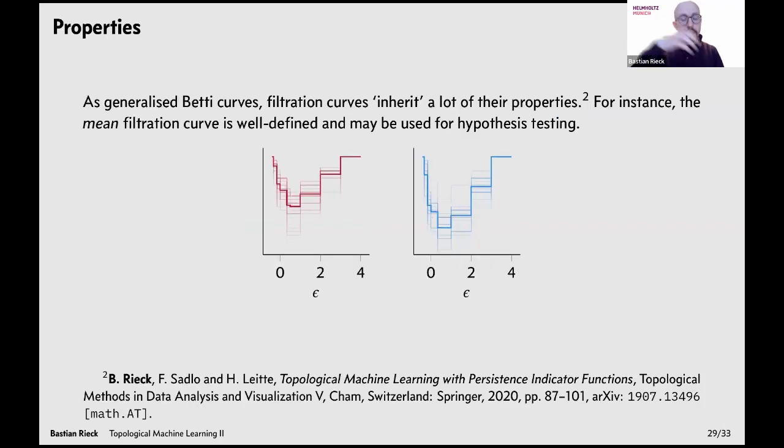Well, the interesting thing is that you can take those individual filtration curves, disentangle them based on the label, for instance, and since they are based on Betti curves in a way, they also inherit a lot of their properties. So you can do the same thing. You can do mean filtration curves. You can use them for hypothesis testing, and many other approaches.